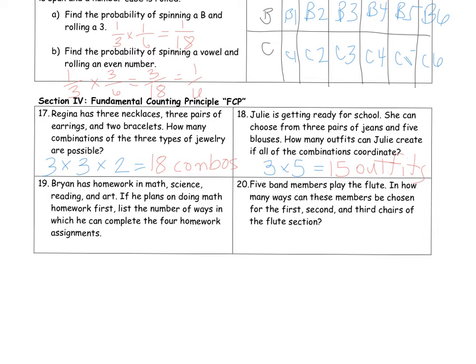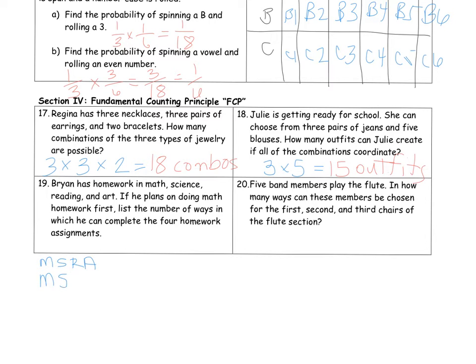Number 19, Brian has homework in math, science, reading, and art. He plans on doing math homework first. List the number of ways in which he can complete the 4 homework assignments. So we know he's doing math first. Then he's going to do science, and it asked us for a list, and then he can do reading, and then he can do art.